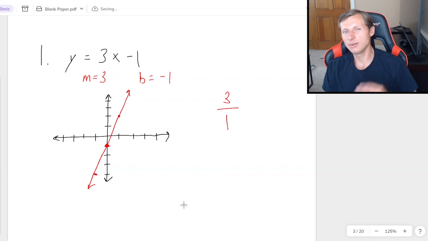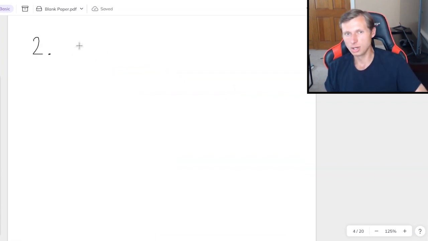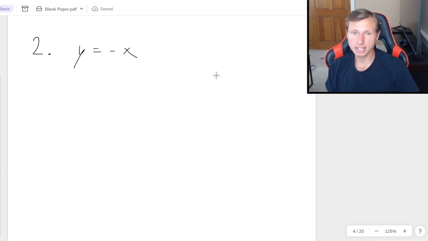And so there we go. That's our graph for the first one. Okay, here's number 2. Graph the function y equals -x. If you think you've got it, go ahead, pause the video, try it on your own, and then here's the solution.